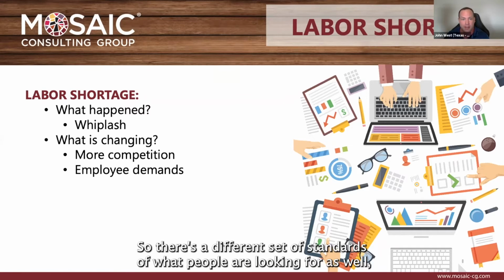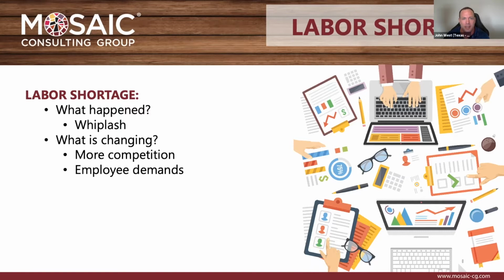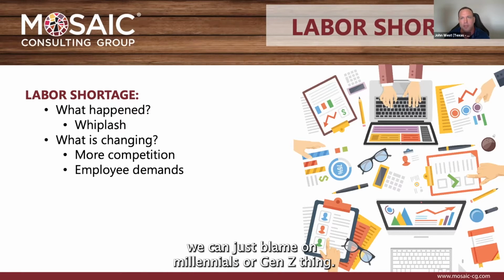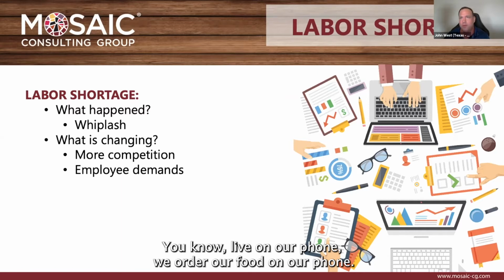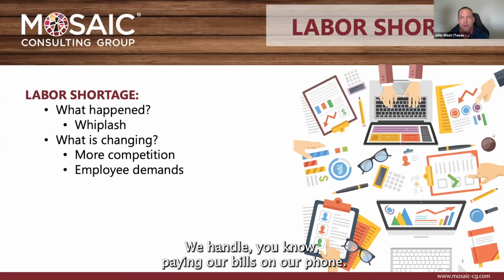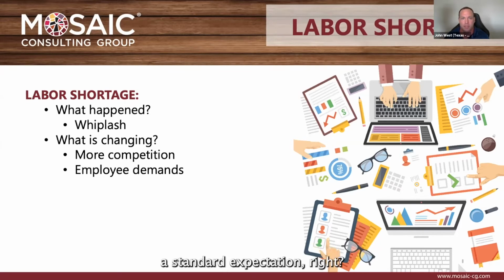So there's a different set of standards of what people are looking for as well, which is adding another layer of dynamics. Folks that haven't really adjusted are having a tougher time competing in this talent war that's going on. And these expectations, they're pretty high, but it's not something we can just blame on millennials or a Gen Z thing. It's not really that easy. There's this expectation to remove the frustration around employment that was found in older systems. And we find that so much of it has to do with communication. We live on our phone, we order our food on our phone, we handle paying our bills on our phone. Why can't I handle communicating with my employer via an app or via my phone? Like that becomes a standard expectation, right?